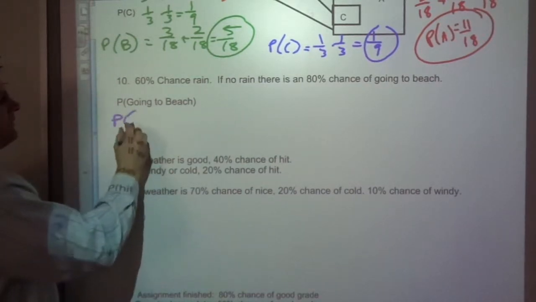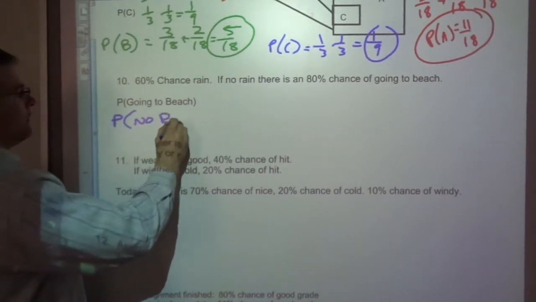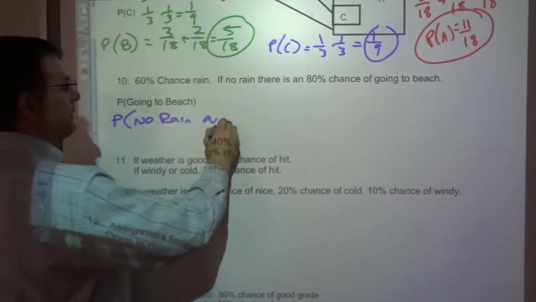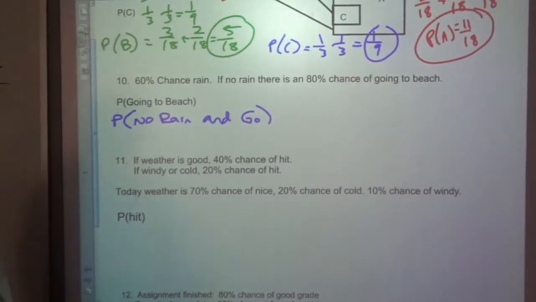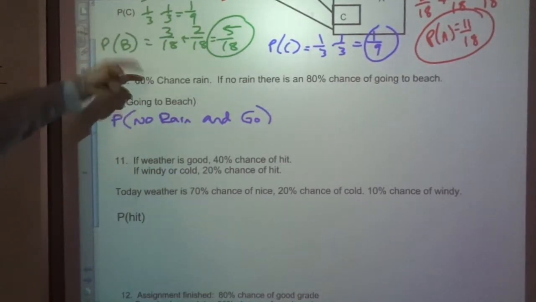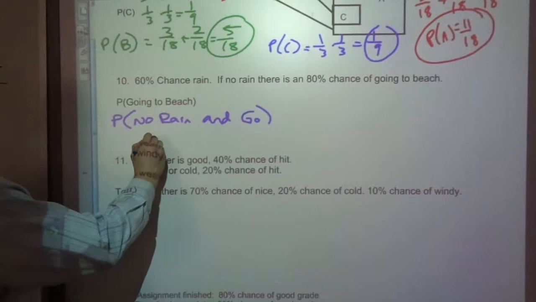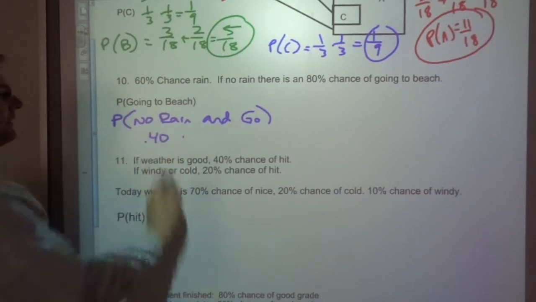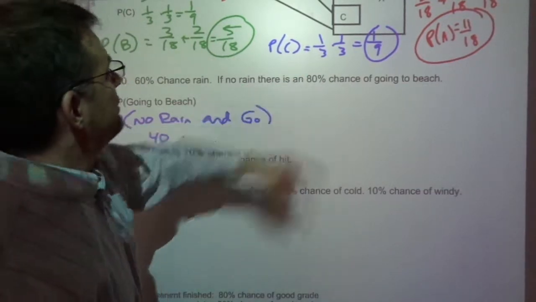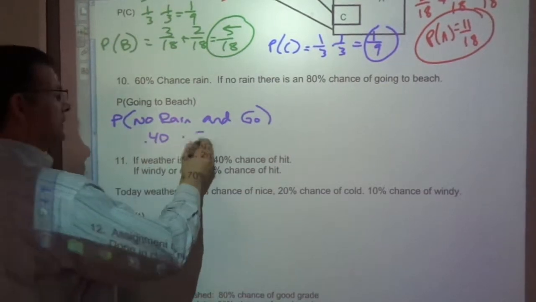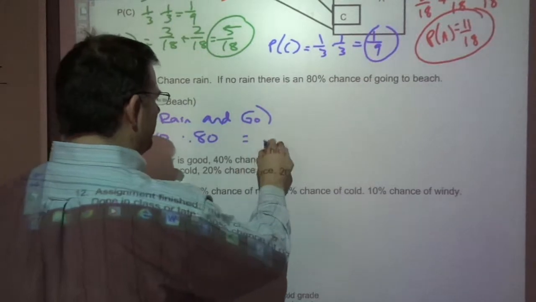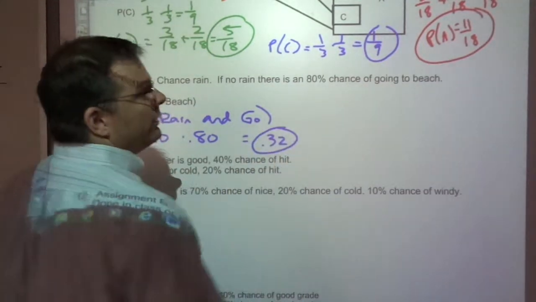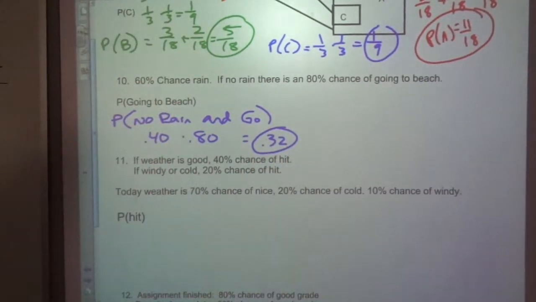Well, that means we'd have to be no rain, and we'd have to actually go if there's no rain. Probability of no rain is 40%, the opposite of this, and means times 80% chance of going, if that's the case. So 0.4 times 0.8 is 0.32. So there's a 32% chance that we are going to the beach.